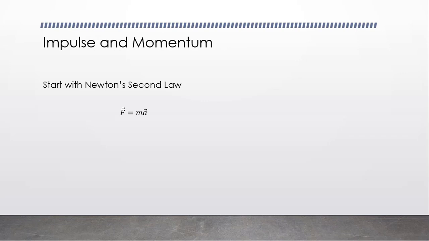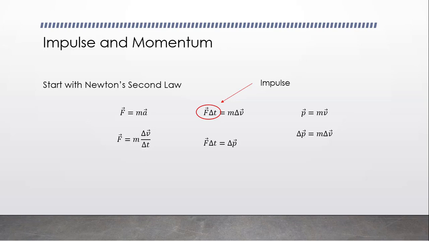We can start with Newton's laws that force is equal to mass times acceleration. Well, I know that acceleration is really defined as the change in velocity over change in time. And so force is equal to m, change in v over change in t. Well, if I rearrange this a little bit and say F times change in t is equal to m times change in v, we define F times the change in time as the impulse. We define momentum as m times v, so m times change in v is the change in momentum.